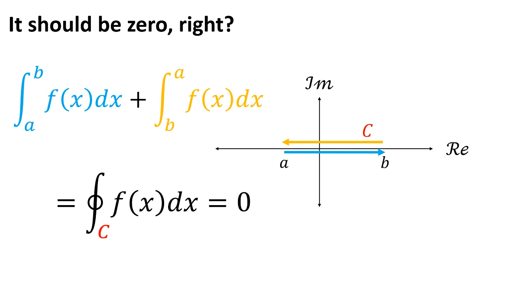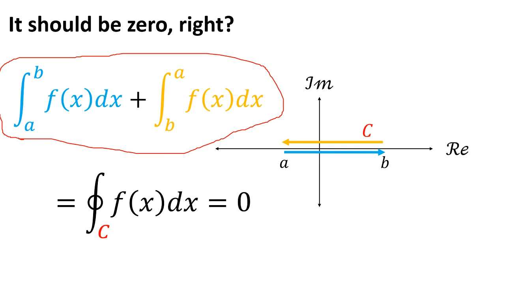If you start at A, go to B, and then you go from B back to A, you're back where you started. So the sum of these two integrals should be 0. This is a contour. We just did a complete circuit, and that's all a contour is.